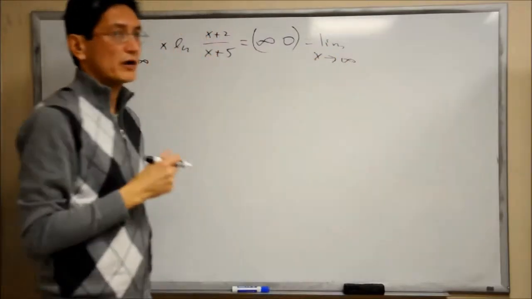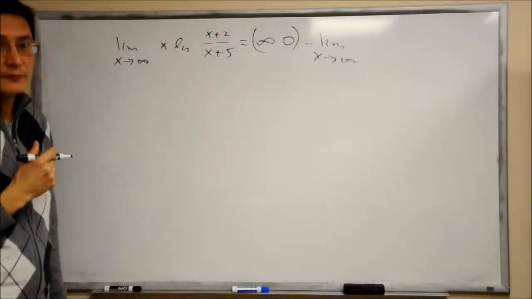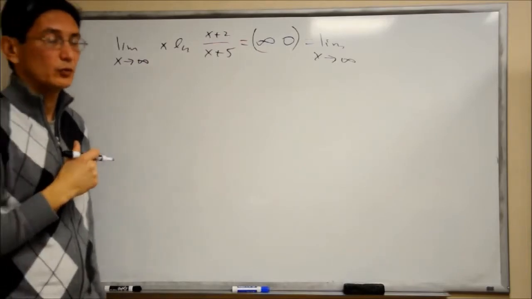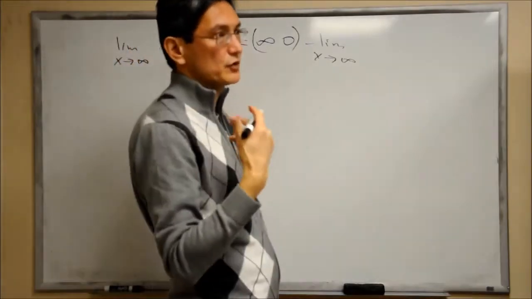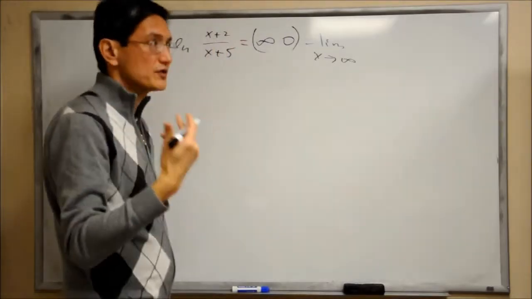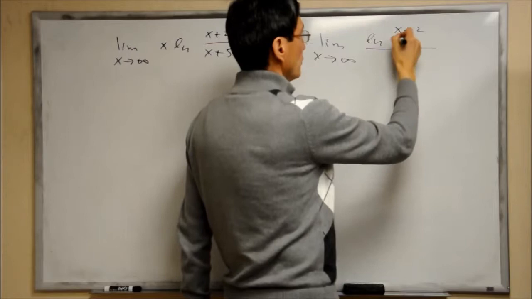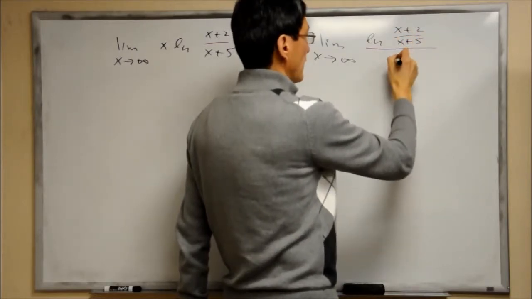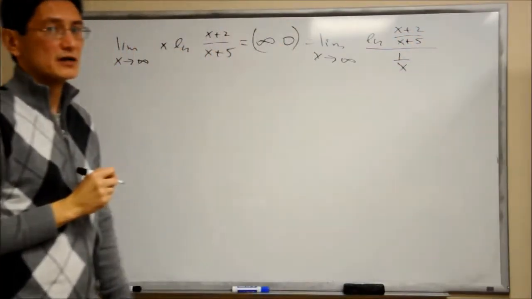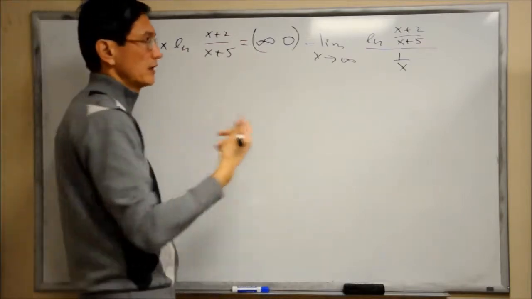So what we'll do is, in this case, we'll rather keep natural log on top, because if we do apply L'Hopital's rule down the road and we take the derivative, natural log will disappear. Ln of (x plus 2) over (x plus 5) on top, and on the bottom, instead of multiplying by x, we're going to divide by its reciprocal, 1 over x.